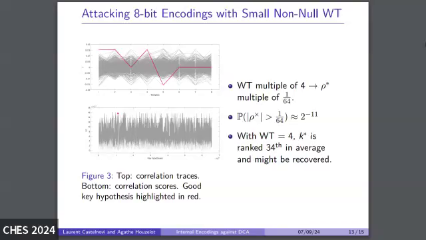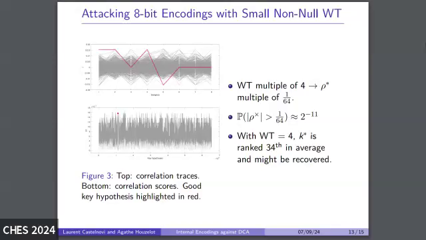So from there, we computed the probability for a wrong key hypothesis to lead to a correlation score that is greater than 1/64, and we found something that is close to 2 to the power minus 11. So this means that if you select an encoding that has a maximum Walsh transform equal to 4, then each key hypothesis has a probability close to 2 to the minus 11 to have a higher correlation score. And so if you take such an encoding, the key is going to be ranked 34th on average.